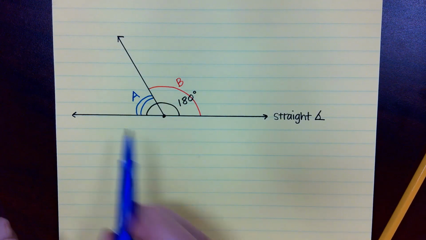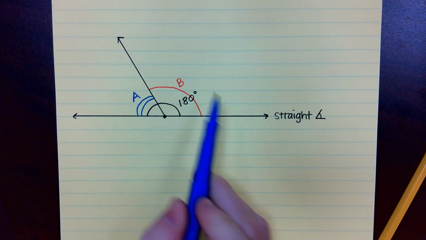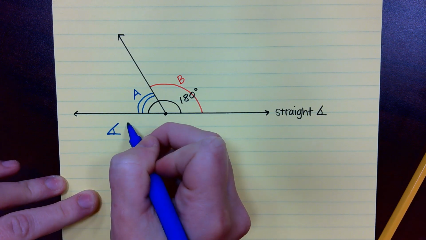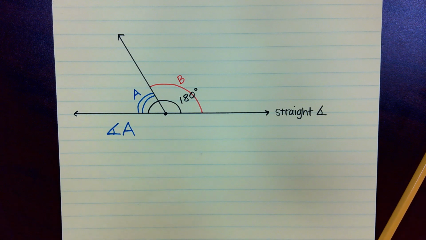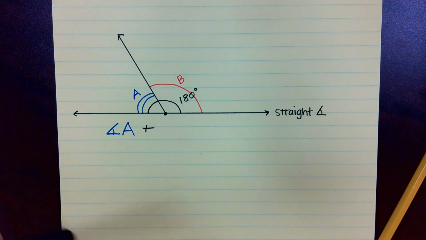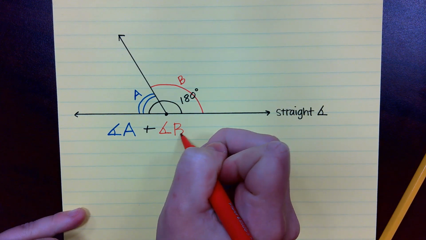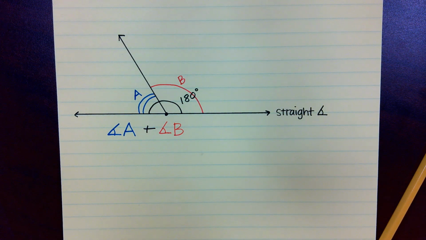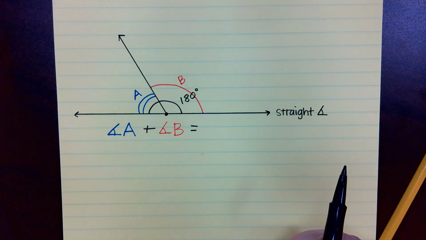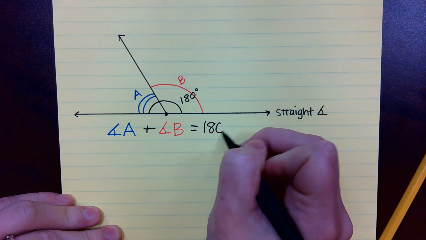And what we can see by looking at this straight angle and knowing that it is 180 degrees total, you know that angle A plus angle B equals how many degrees when I put them together? What do you think? 180. 180. Perfect. 180 degrees.